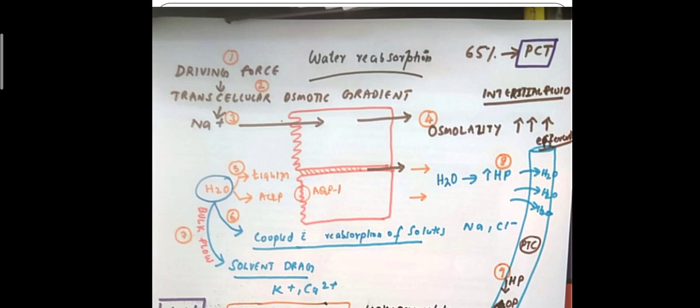the peritubular capillary. We all know that the peritubular capillary is the direct extension of the efferent arteriole, and the efferent arteriole is rich in protein. So there is high oncotic pressure and low hydrostatic pressure, so that also favors the water reabsorption.